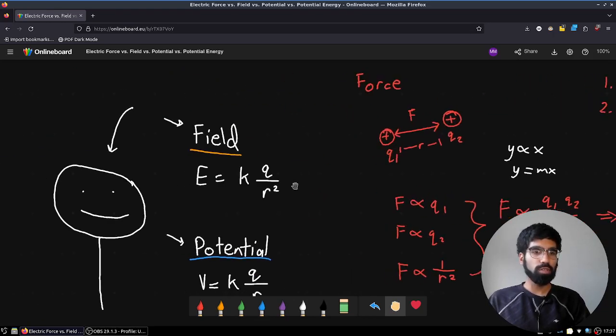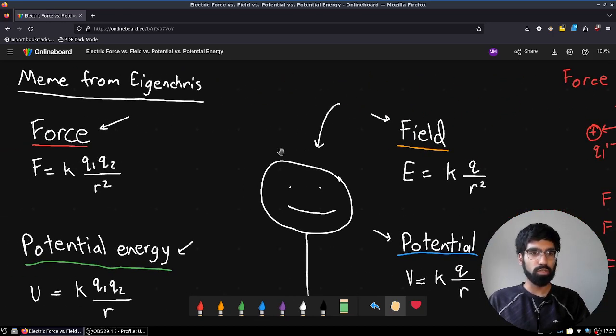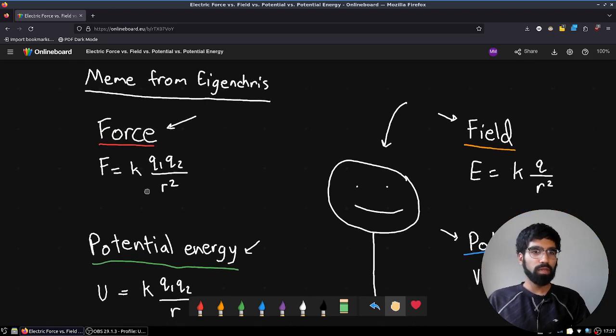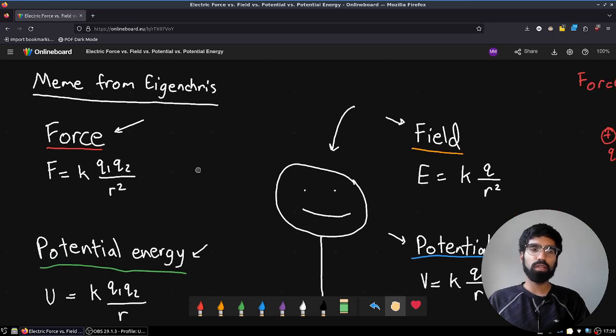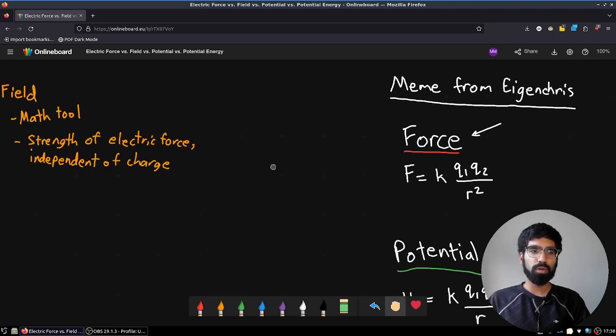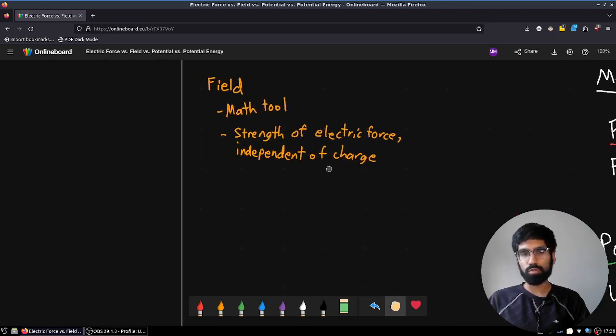So how does this now compare to electric field? Why does this equation look so similar to this? Well, here, when we talked about force, I told you everything was experimental. We were just measuring, experimenting, changing variables, and we noticed these relations. The electric field, it's not an experimental thing, it's a mathematical tool.